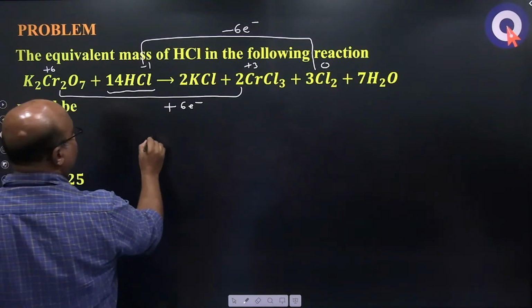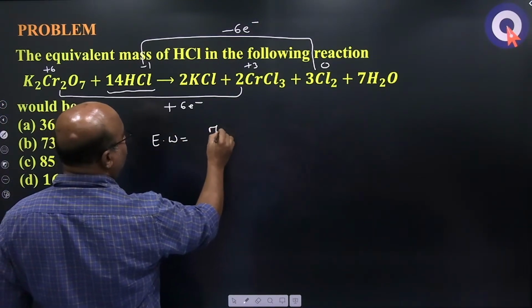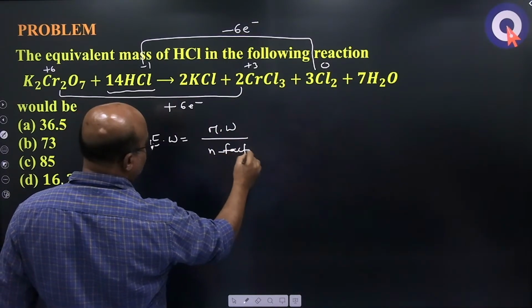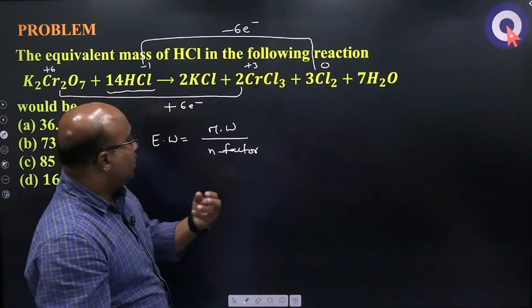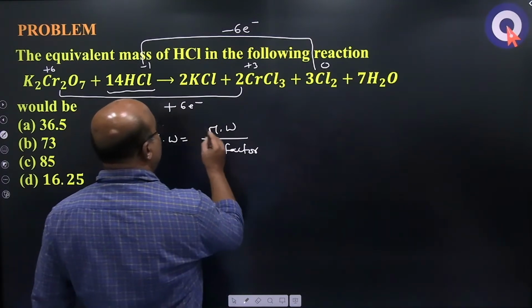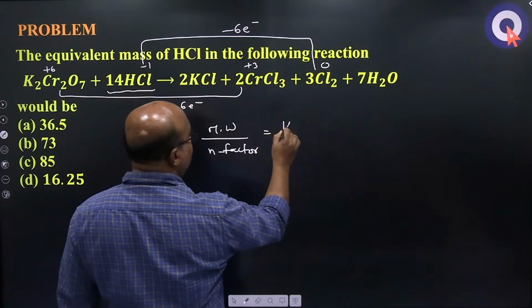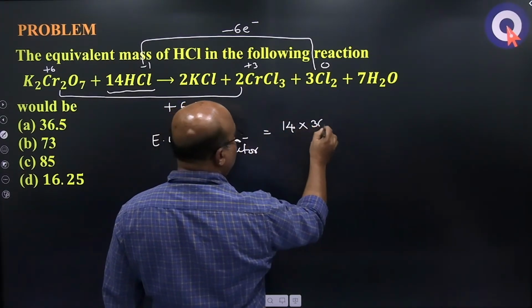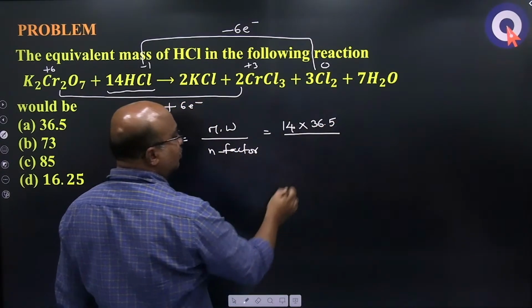So what is the equivalent weight? Equivalent weight we generally use as molecular weight by n factor. So what is the n factor for this process? That is the electrons totally involved in oxidation or reduction here. How many molecules are there? Totally 14. So for 14 molecules, the equivalent weight is the molecular weight of HCl, 36.5, by the total electrons involved in the process, which is 6.